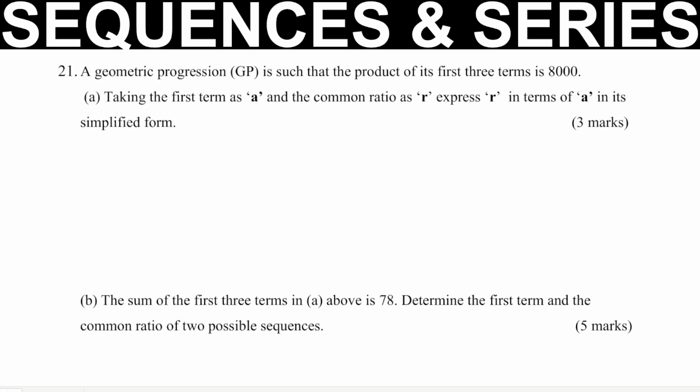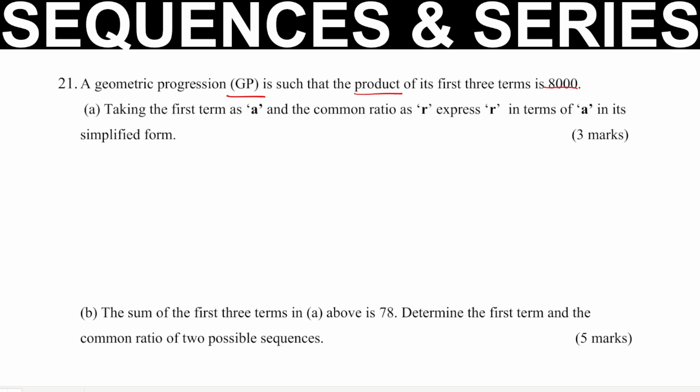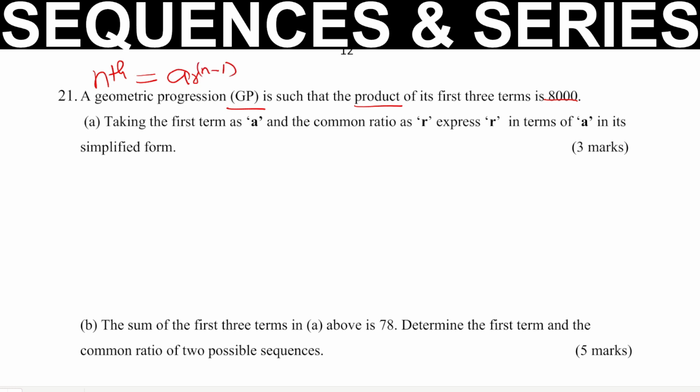So in the first one, you're given a GP. This one is a GP, and the product of the first three terms is 8,000. So we need to start by writing the first three terms of a GP. The nth term of any GP is given by AR raised to power n minus 1. That is the nth term. So for the first term, n will be 1. The second term, n will be 2. The third term, n will be 3.